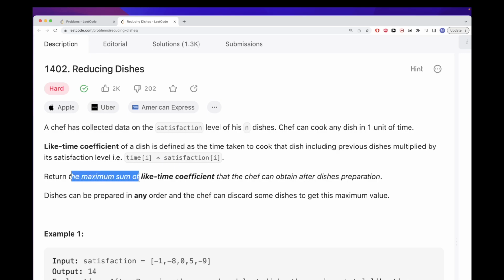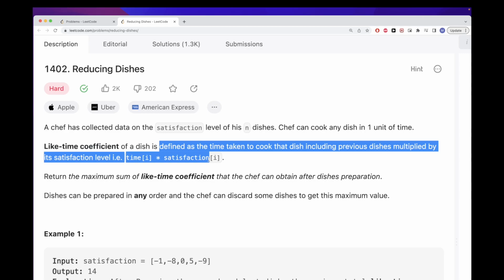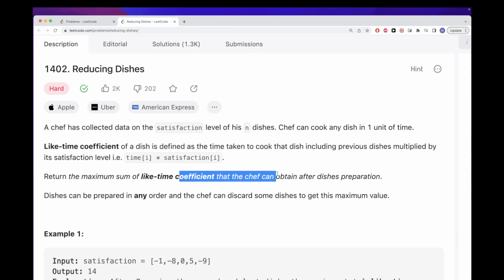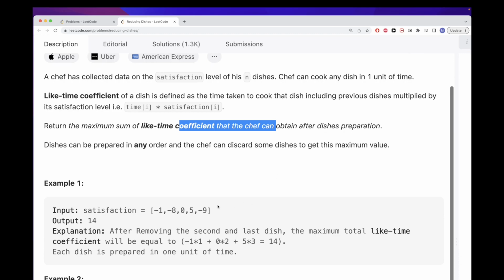And what we want is to choose some subset of the dishes to do, and we want to choose it in a way that we maximize the sum of this like time coefficient that we defined, for all of the dishes that we are going to choose, right? It sounds a little bit wordy and complicated, but with an example it will be a lot clearer.